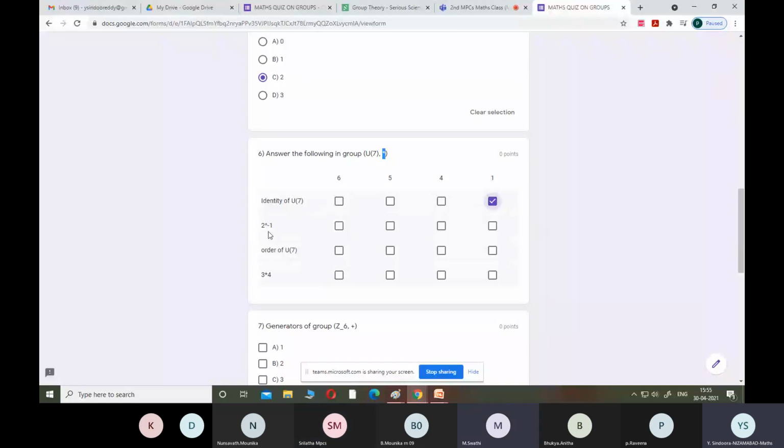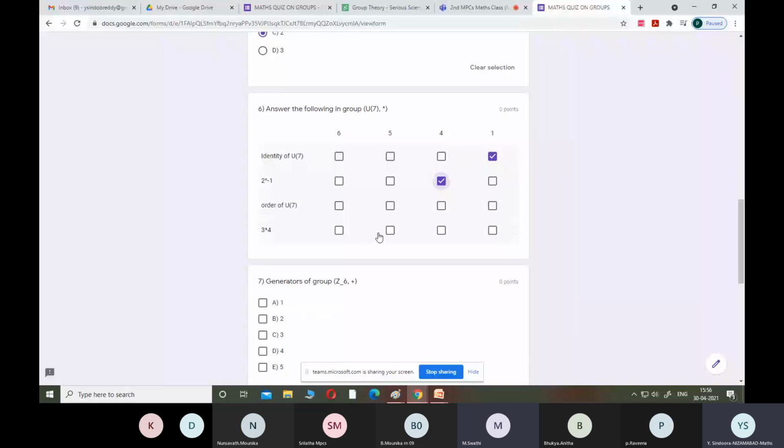Now, what is the inverse of 2? 2 multiplied with what will give me 1? 2 with 4. Why? Because 2 into 4 is 8, and 8 modulo 7 is 1 for us. So 2's inverse is 4. What is the order of U of 7? How many elements do we have in U of 7? 6, ma'am. Very good.